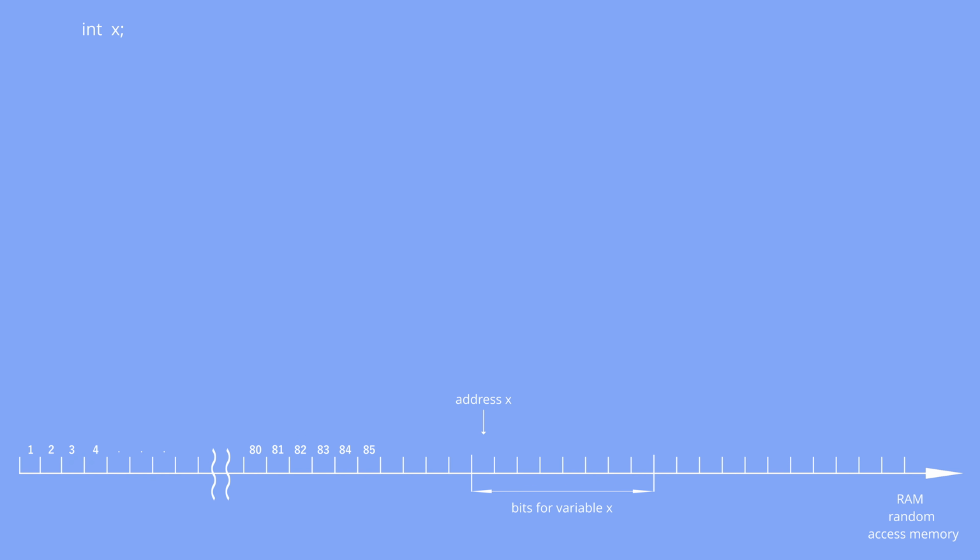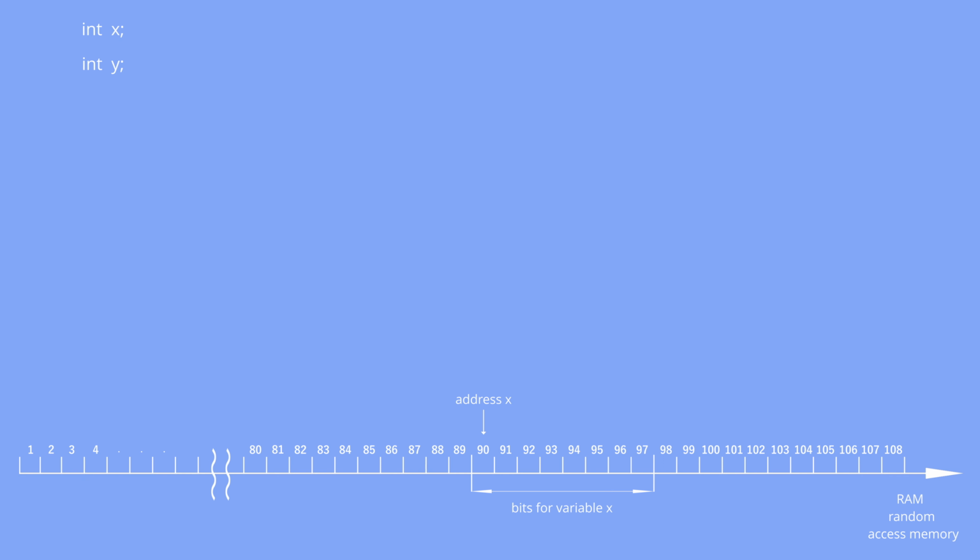All bits in random access memory are enumerated. The address of a variable is the serial number of the first bit of the variable starting from the beginning of random access memory. A programmer cannot affect the address of a variable. Only the computer's operating system decides which part of memory will occupy the variable. Let's create one more variable. We write int y. The operating system of a computer creates another variable.